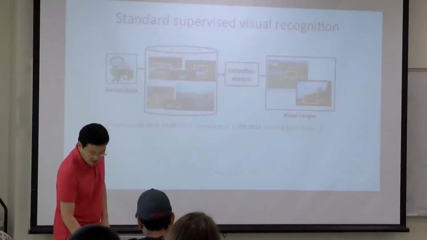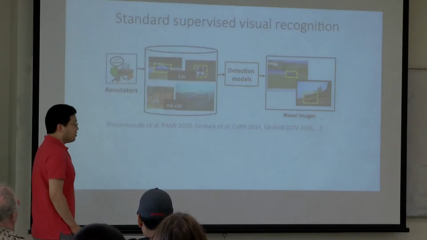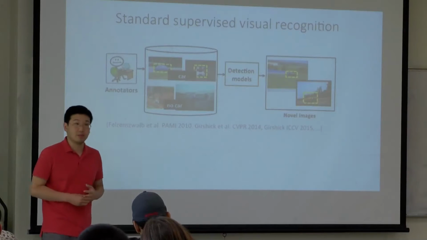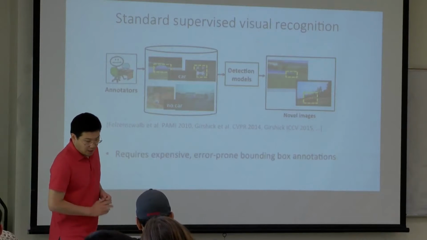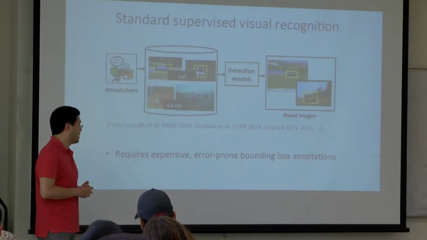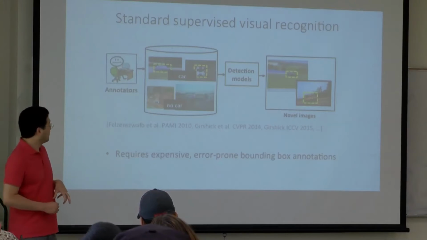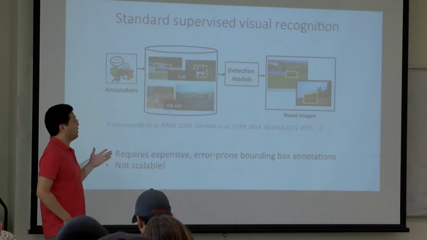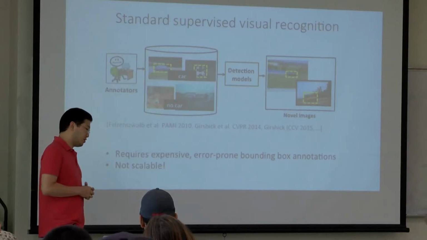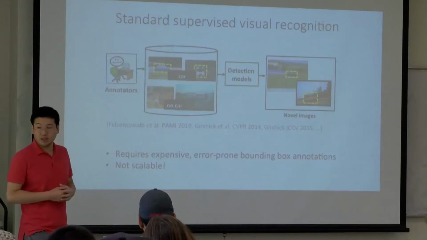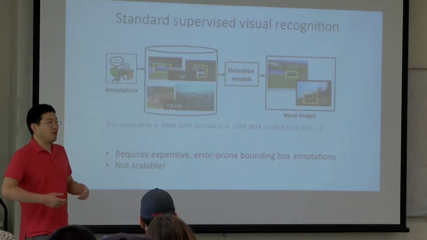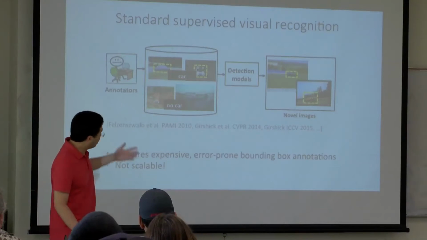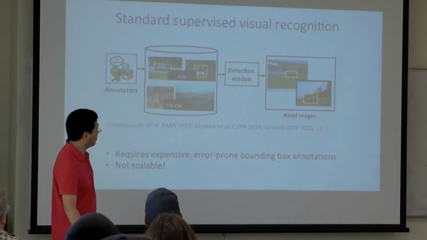Okay, we'll just continue. All right, so this approach works pretty well in practice, especially with recent progress in deep learning. But it requires lots and lots of expensive and error-prone bounding box annotations. And because of this, it's not scalable. For a few categories, you can imagine doing this. But if I ask you to create a system that can recognize 30,000 different objects, then you're not going to be able to collect so much data and annotate all of them, because you typically need thousands of these kinds of annotated images.